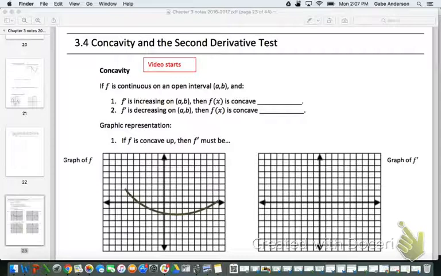If f is continuous on an open interval, then statement number one: if f prime is increasing, then f of x is concave up, or if f prime is decreasing on that interval, then f of x is concave down. So we're going to look at some graphs to help illustrate this a little bit.